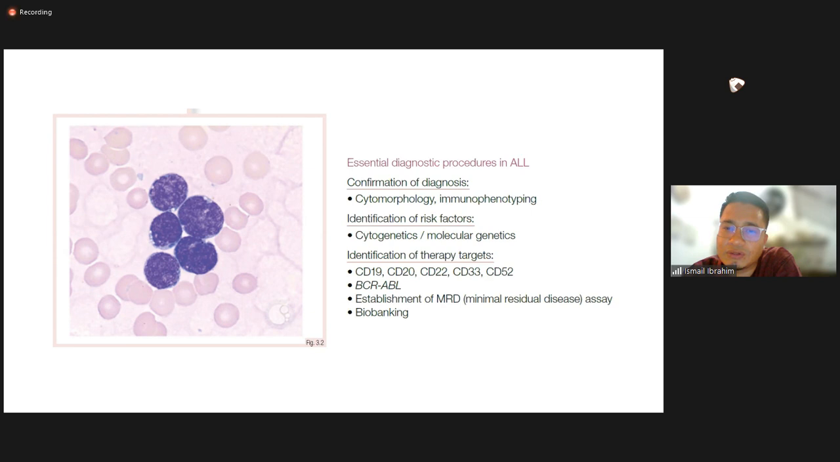Another thing we look into is identification of therapy targets. So I think we discussed earlier about chemotherapy, cancer treatment. We also have a very specific agent that we use to target specific mutation or specific protein. For example, your CD20, you can use rituximab, or you have blinatumomab, which is the bispecific antibody, or we can use tyrosine kinase inhibitor like imatinib for those having positive BCR-ABL. Okay.